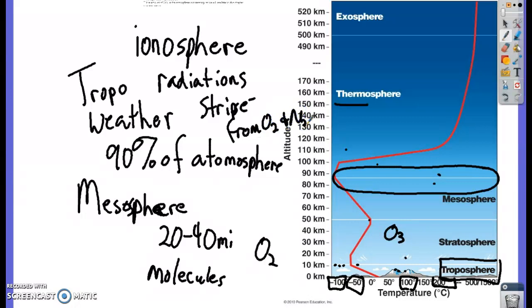If you rip off the electrons, as we learned earlier in the year, that gives the atoms positive charges, and the electrons that are stripped off are floating around with negative charges. So you have this strong area of many ions. We will talk a little bit more about those ions and why they're important in the next video.